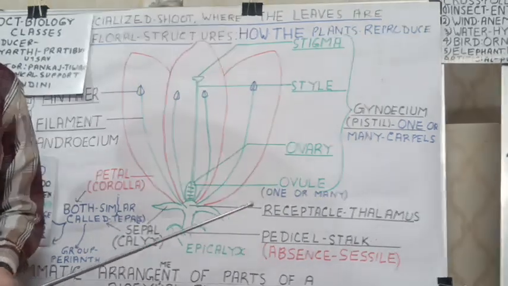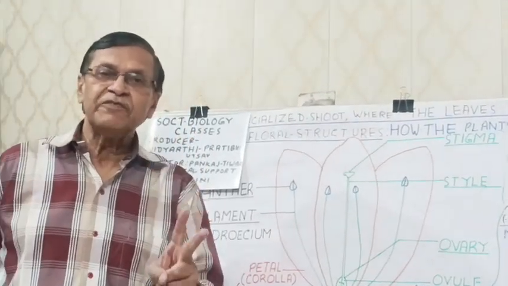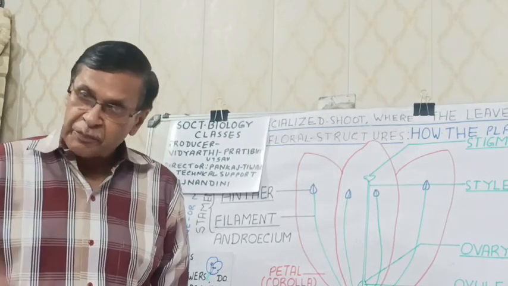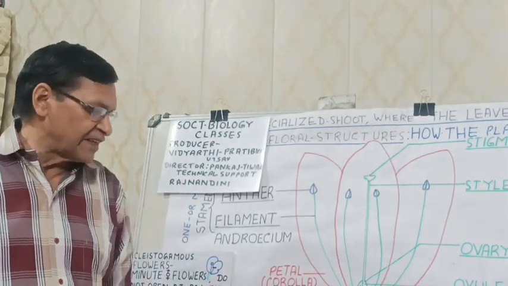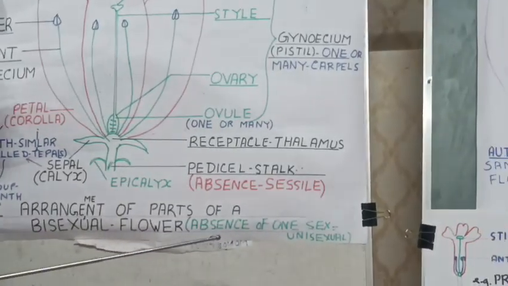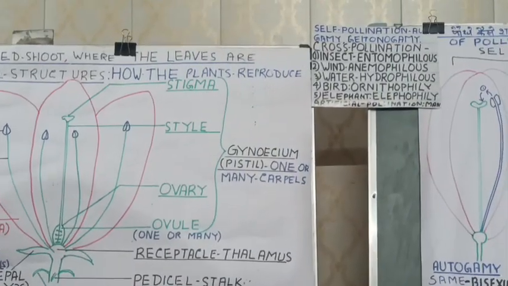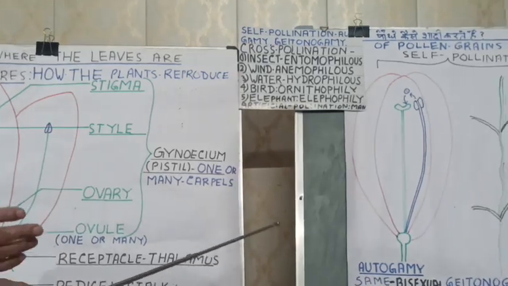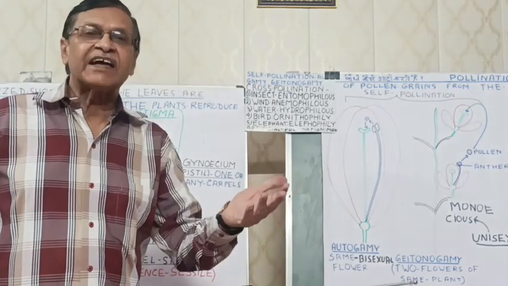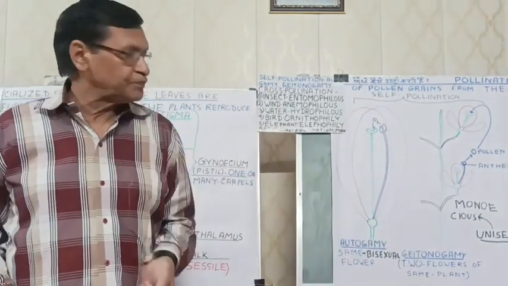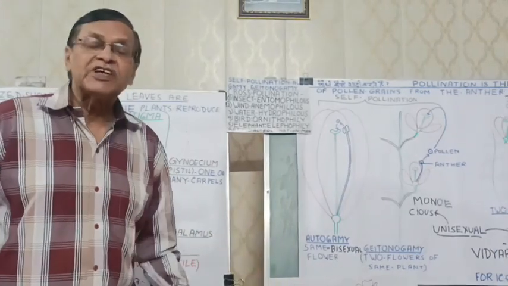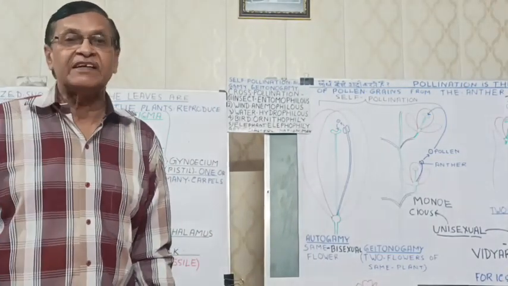There are two possibilities. Either in the same flower both male and female sex organs are present together. That type of flower is called bisexual or hermaphrodite. There is another possibility that in some of the plants the flowers may have male flower having male organs separately and female flower having female organs separately. That is called unisexual.